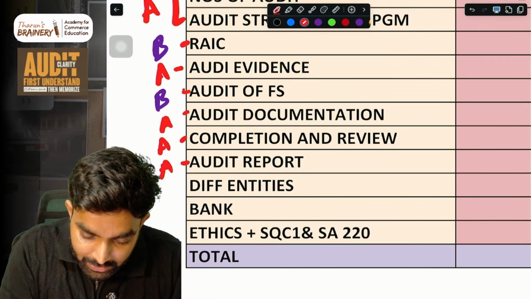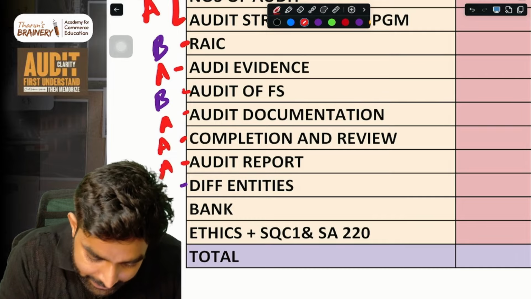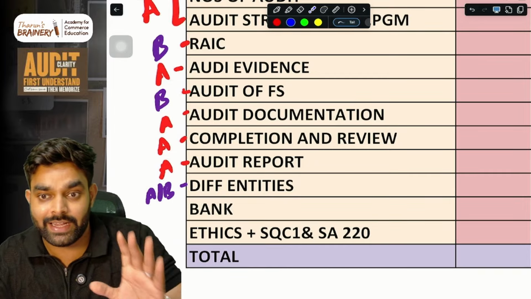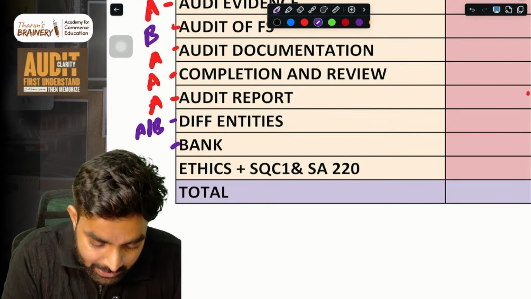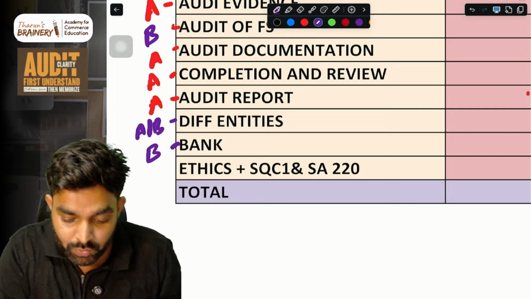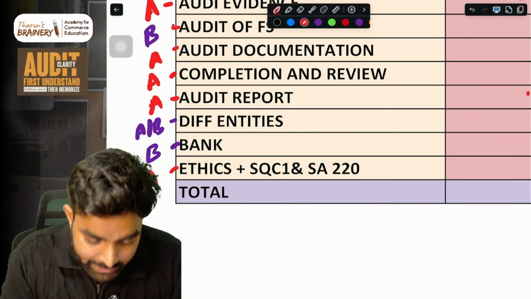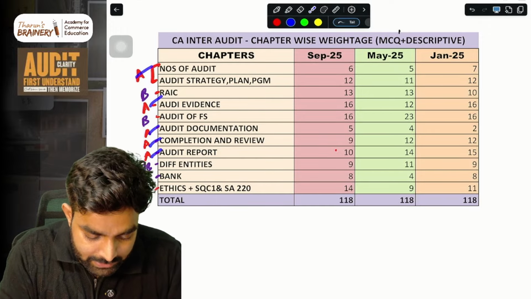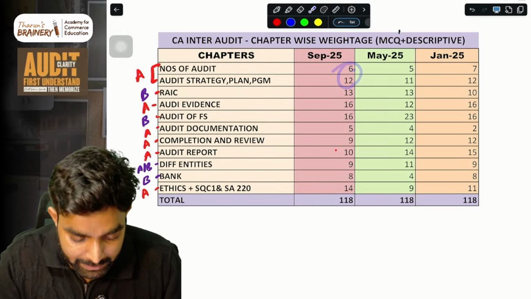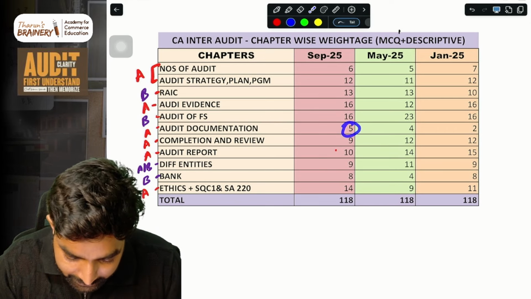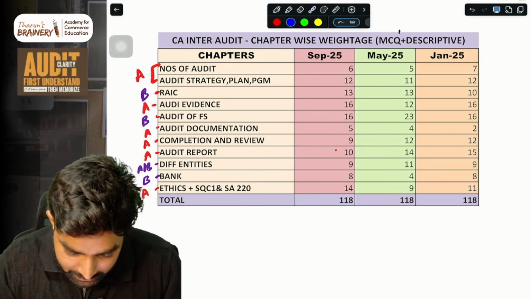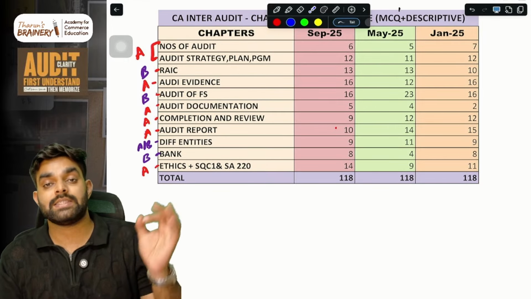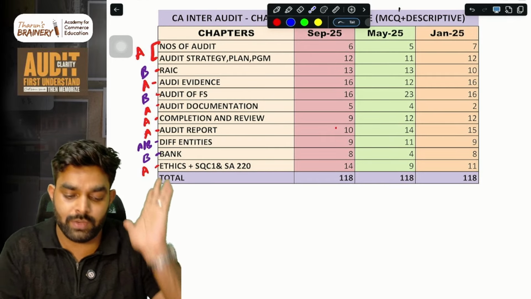Then different entities, I would say it is an AB category. I'll say which parts are A category and which are B category in that. Then bank is obviously B category, but there is a way to do bank, which I will suggest. Then ethics is obviously A category. So only two categories, A and B, are there. If you study this A category alone, the marks you can get are at least 60 to 65 marks minimum from these A category chapters.